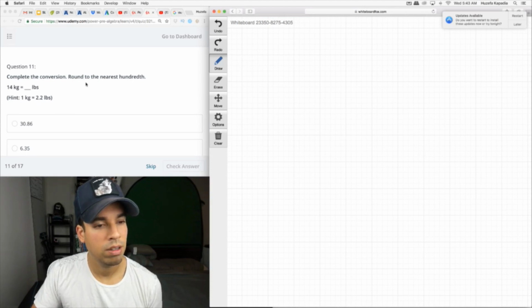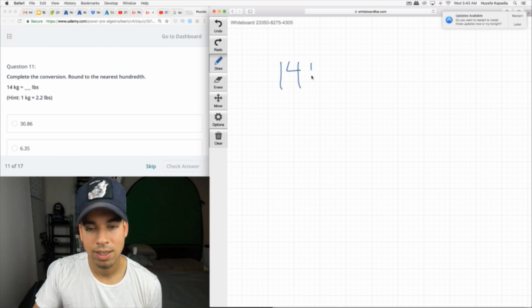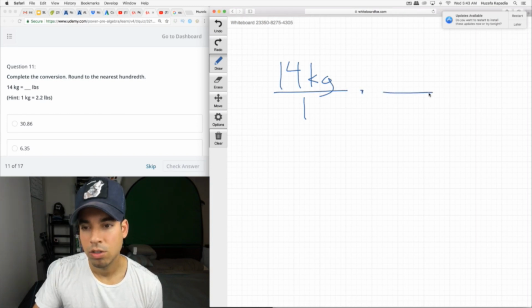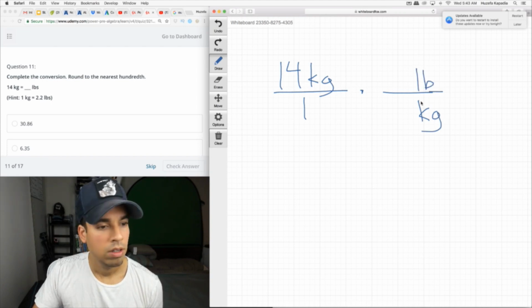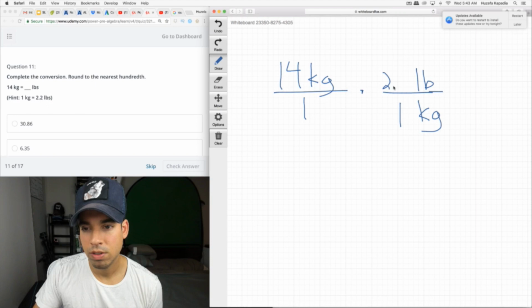Okay, complete the conversion, round to the nearest hundredths. Again, 1 kilogram equals 2.2. So we're going 14 kilograms to pounds. Okay. So we've got, again, kilograms down here, pounds up here. And we need 1 kilogram is equivalent to 2.2 pounds. Again, these guys cancel out, multiply across.